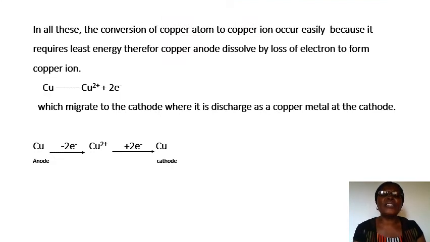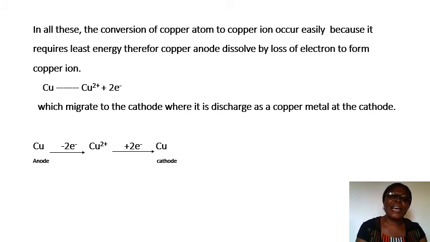In all these, the conversion of copper atom to copper 2 ion occurs easily because it requires less energy. Therefore, the copper anode dissolves by loss of electron to form copper ion. In the reaction equation, copper in the anode loses 2 electrons and is converted to a copper ion, which migrates to the cathode, where it is discharged as copper metal.